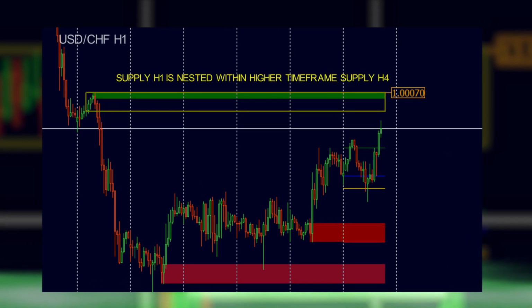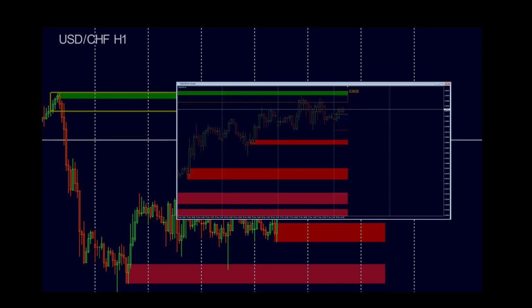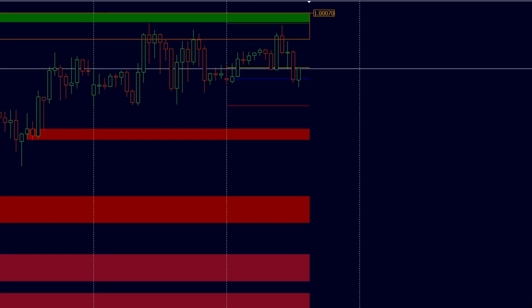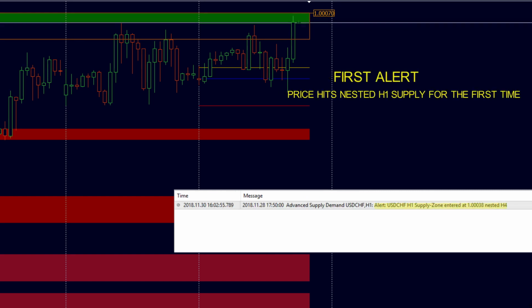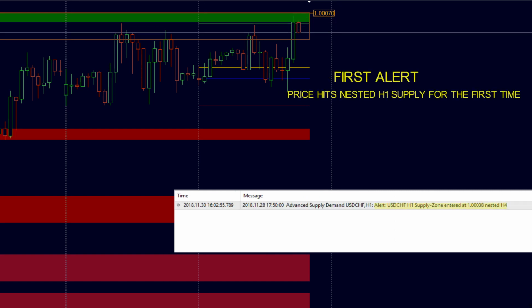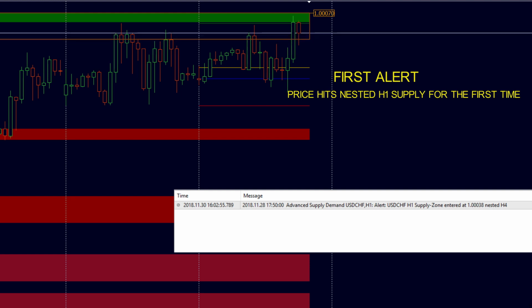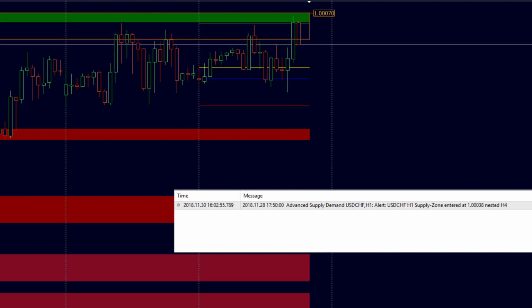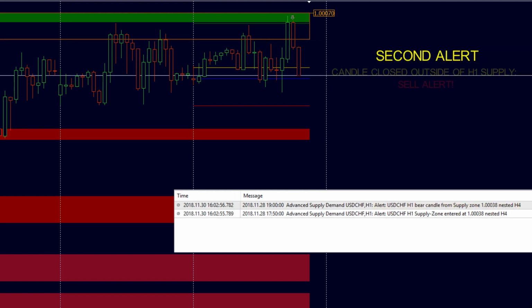In this third example, the dollar Swissy is shown on an H1 chart, and we see the solid H1 zones and outlines of the H4 higher time frame zones. A setting is used to only show alerts for nested supply and demand zones. The first alert comes as price hits the nested supply zone. The sell signal comes when a bear candle closes below the supply zone.